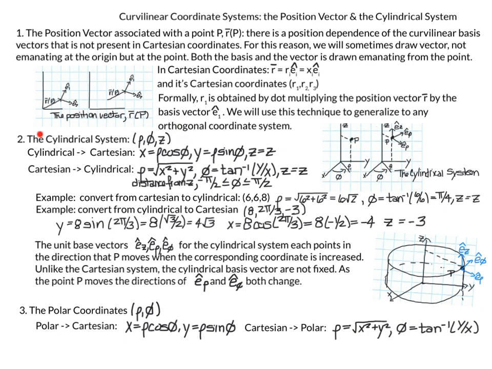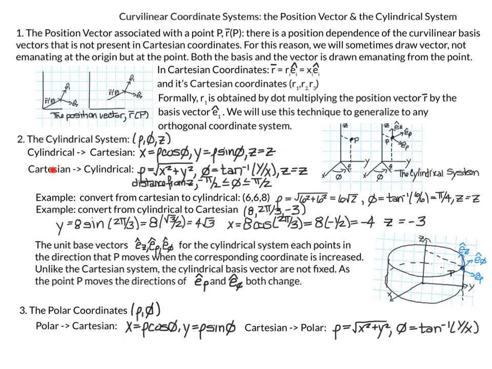The next thing we talked about was the cylindrical system, which was the triplet rho, phi, and z. So it represents a point in three-dimensional space. Rho is the distance out from the z-axis, phi is the angle from the x-axis, and then z is the height from the xy plane. We have these formulas here to convert from cylindrical to Cartesian coordinates. x equals rho cosine phi, y equals rho sine phi, and z equals z.